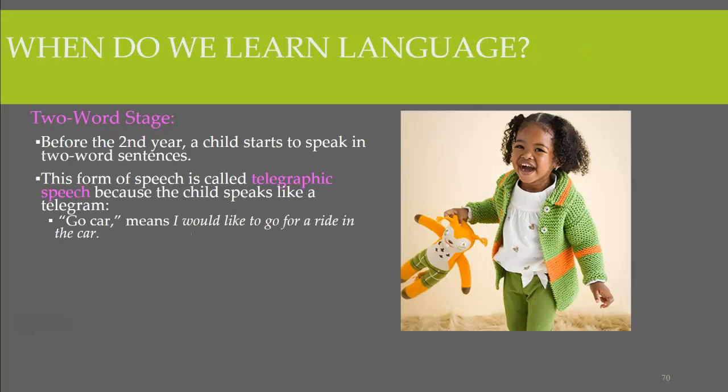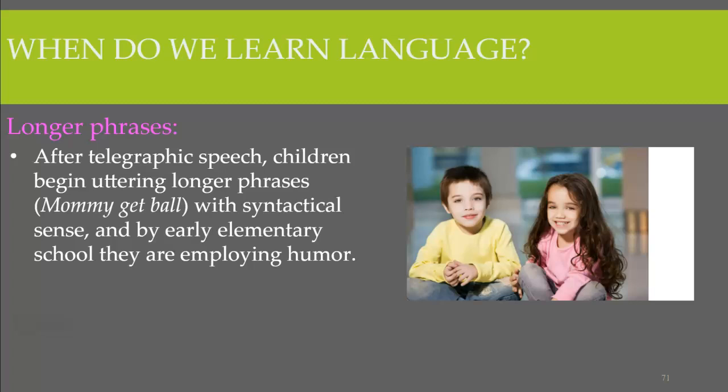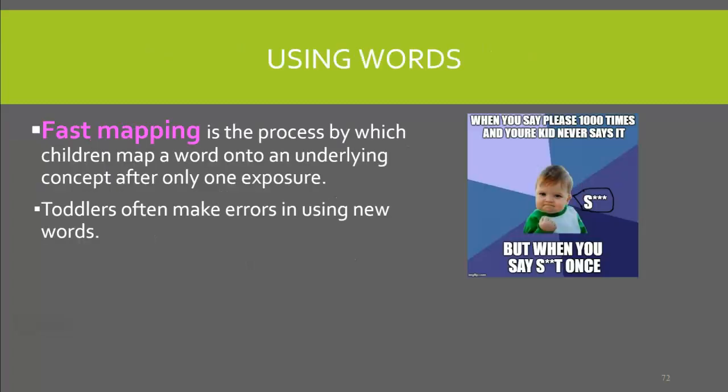The two-word stage happens right around 2 years old, and they speak in what we call telegraphic speech. So they use very short phrases, and they cut out other longer words. So "go car" means "I would like to go for a ride in the car." And then after 2 years old, longer phrases. They're basically talking.